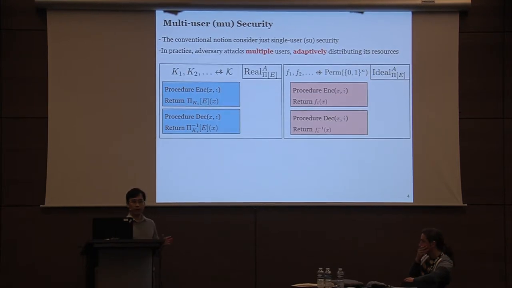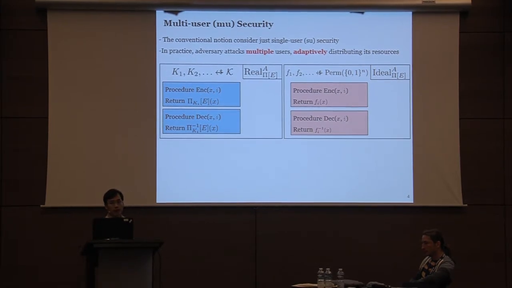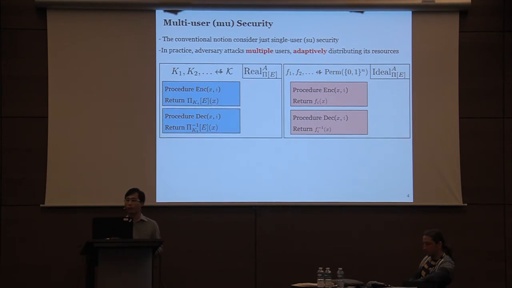The notion that you've seen, however, considers only the security of just a single user. In practice, an adversary typically attacks en masse, adaptively distributing its resources across multiple users. The adversary doesn't target any specific user. It is happy as long as it can compromise somebody. To model multi-user security, in the real world, the oracles implement infinitely many instances of the construction pi, but all are built on top of the same ideal cipher E. Likewise, in the ideal world, they implement many random permutations, F1, F2, and so on.